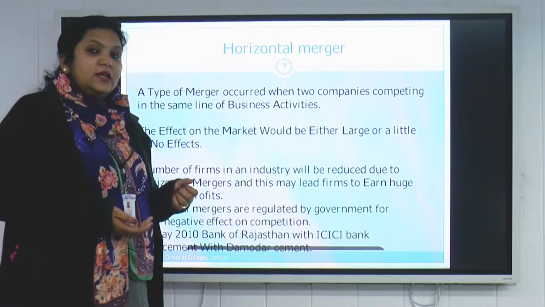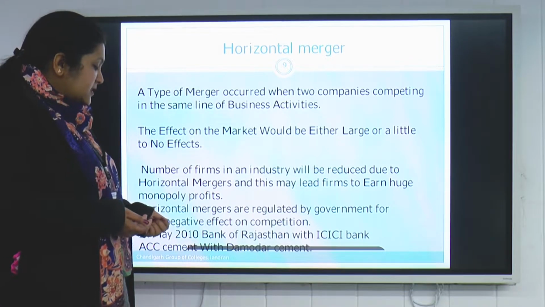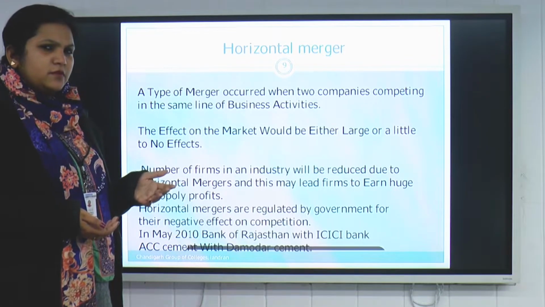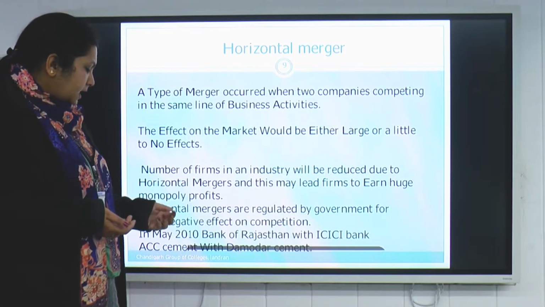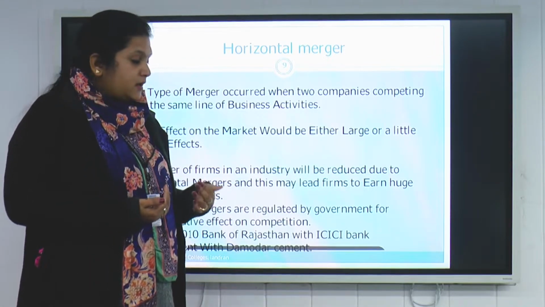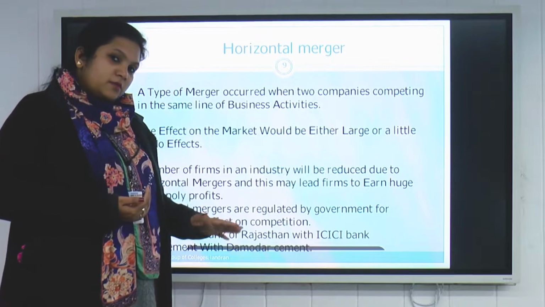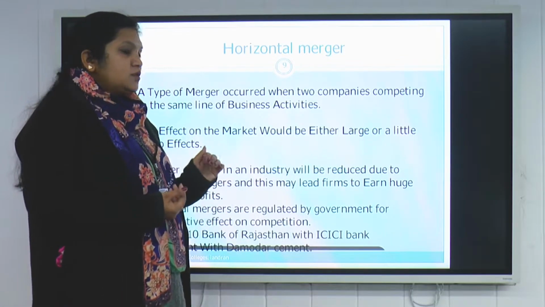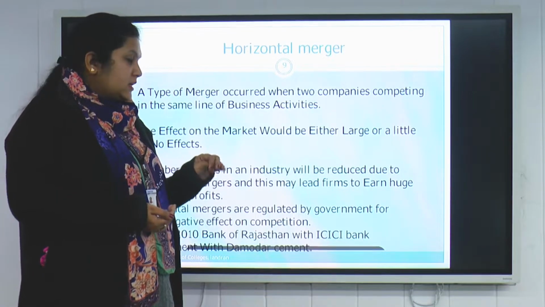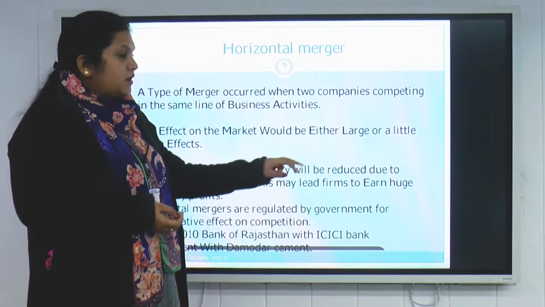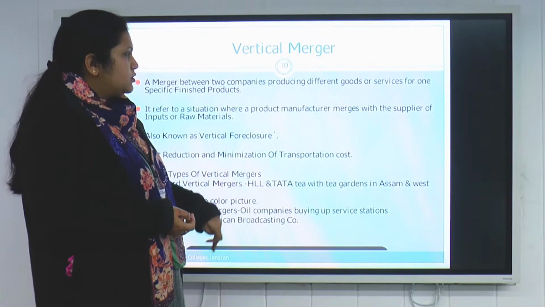Just like you mentioned the example here, ACC Cement merged with Damoda Cement way back 7-8 years back. Then in 2010, Bank of Rajasthan merged with ICICI Bank. So both these firms are from the banking industry, both these are from the cement industry. So therefore, when two companies coming from the same industry merge together they form a horizontal merger.